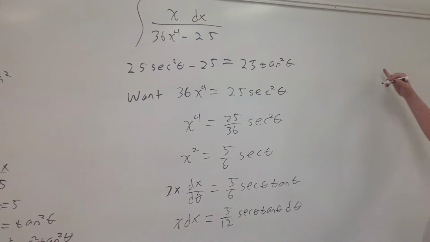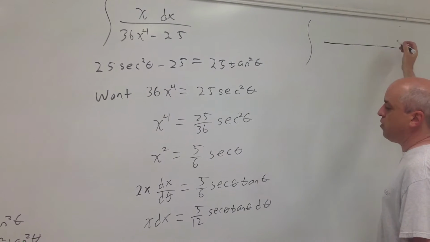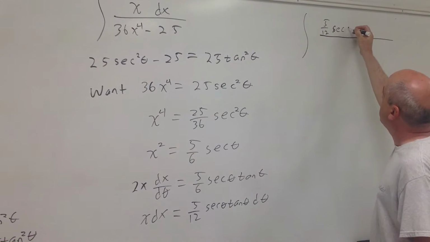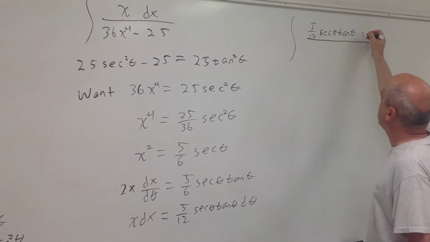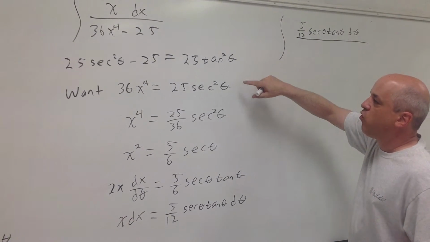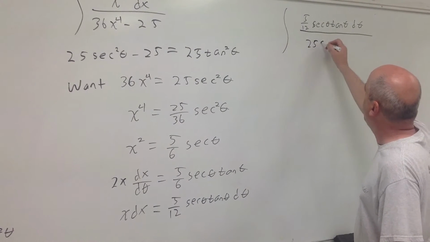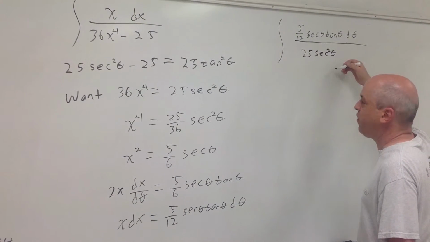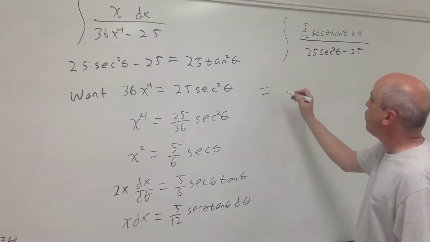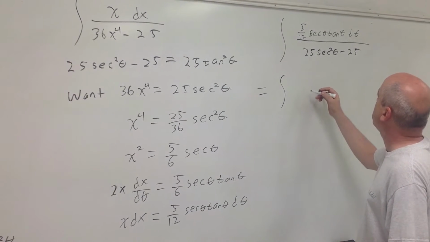And the integral that we end up with becomes the integral of, let's see, on the top we have 5/12 secant theta tangent theta d theta. On the bottom we have 25 secant squared theta minus 25. That was the whole point of the substitution. We forced it to have this form. And now we replace that with 25 tangent squared. So this becomes what?